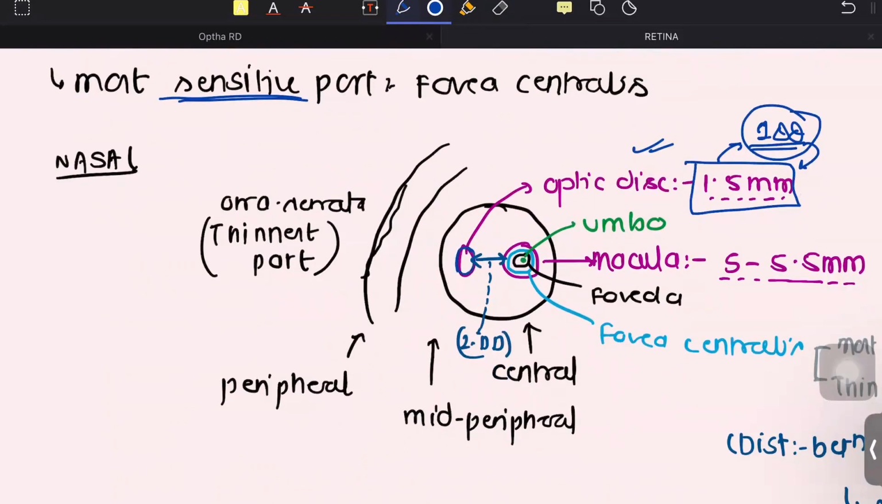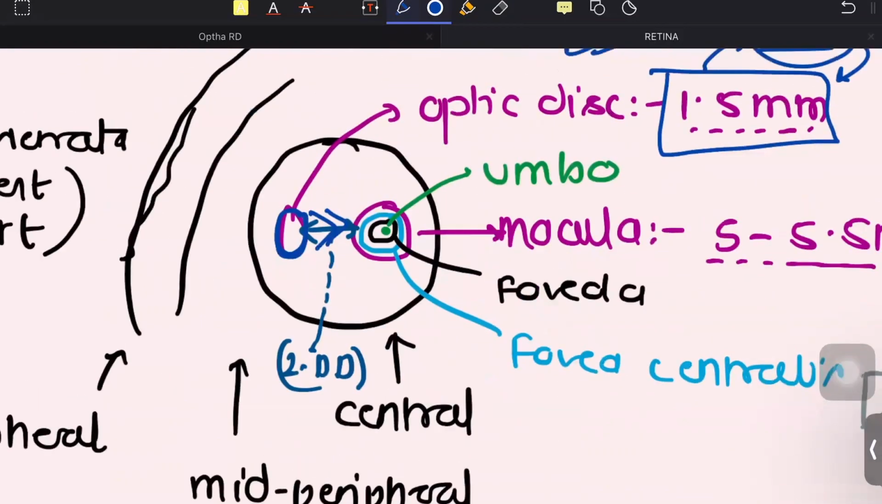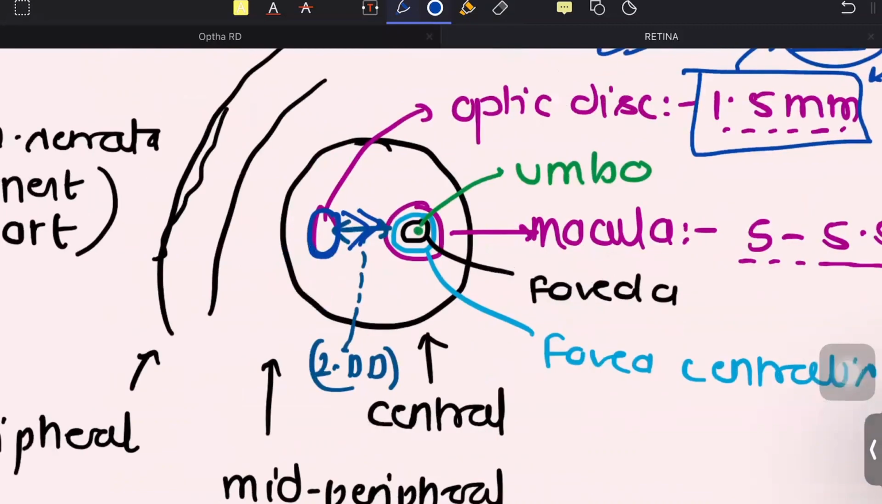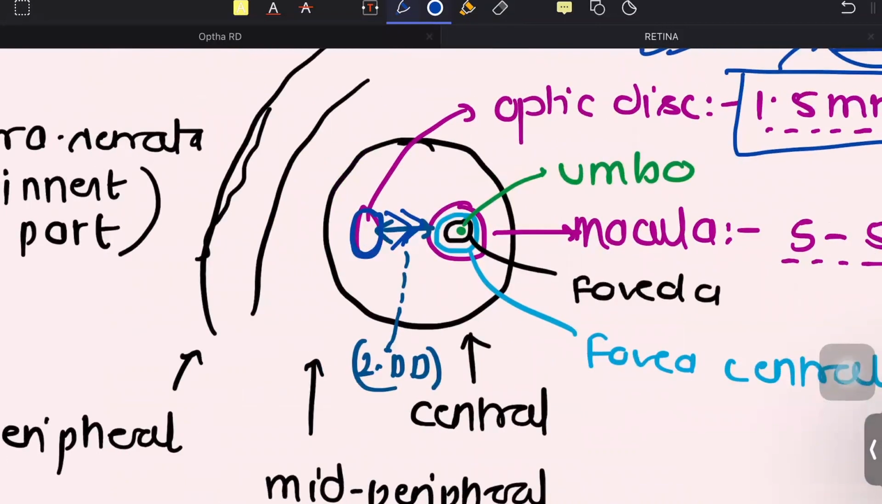As we see, this is the optic disc, and as we go peripherally from the optic disc towards the temporal side, we can see another portion of the retina. In this diagram, it is called the macula lutea, and at the center of the macula lutea we can see the blue color, that is the fovea centralis. The fovea centralis is the portion of the retina that consists of only cones, so it is the most sensitive part of the retina.